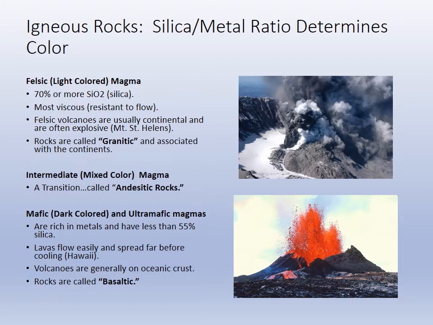So the light-colored felsic magma tends to be granitic. It has a lot of silica. It comes from explosive volcanoes. The dark-colored rocks, the mafic rocks, tend to be rich in metals, and they come from oceanic-type volcanoes. Incidentally, the ocean crust is made mostly of basalt and basaltic-type rocks. The continental crust is made mostly of granite and granitic-type rocks.